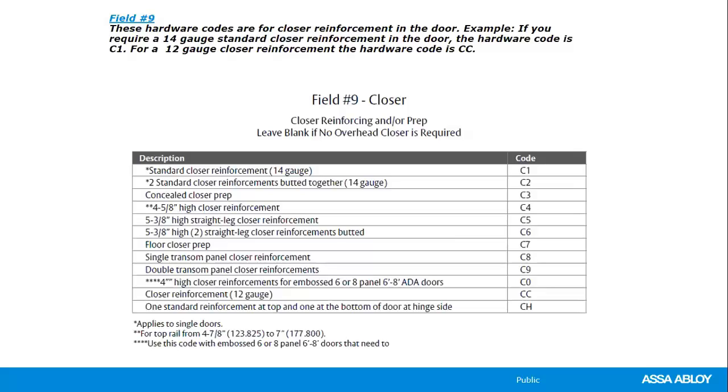Field number 9 is your closer reinforcement, and as I think we've talked about before, closer reinforcement will need to be specified. You will need to order those. It is not included as a standard item in the door. So your standard closer is going to be your C1.